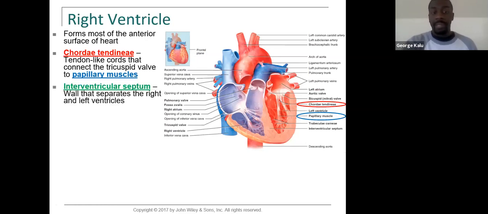Okay. In between the two ventricles, we're going to have another wall, a thicker wall, called the interventricular septum. Okay, and so that is going to separate the left atrium, sorry, the left ventricle from the right ventricle over here.